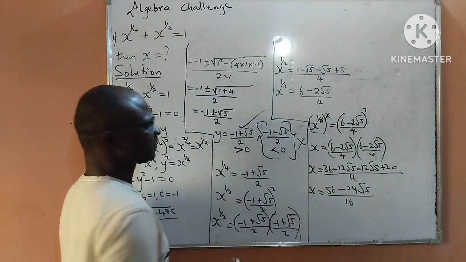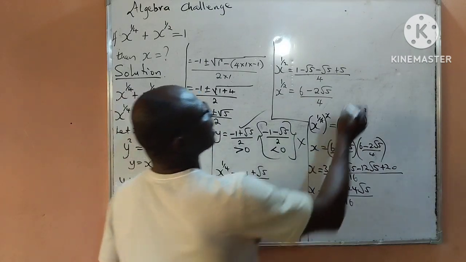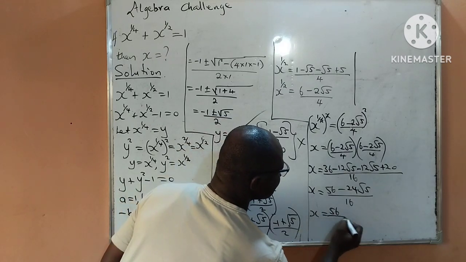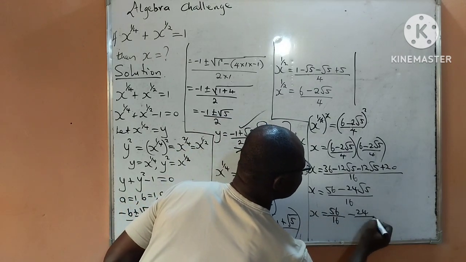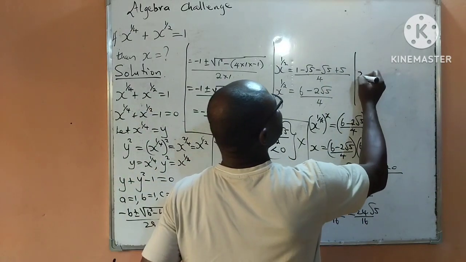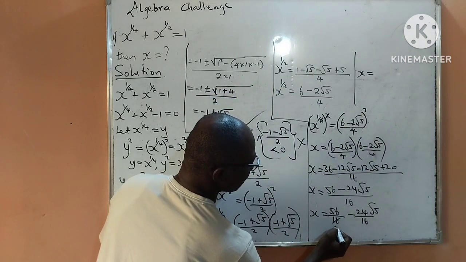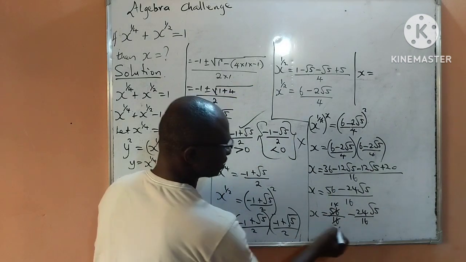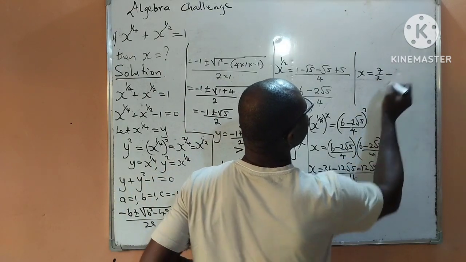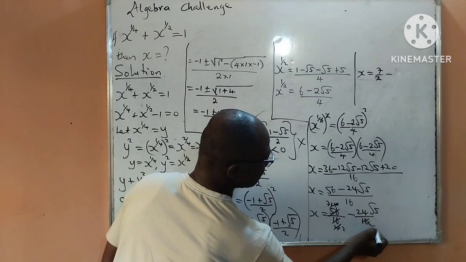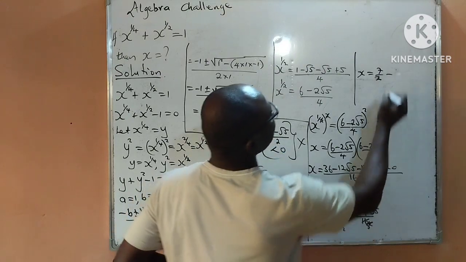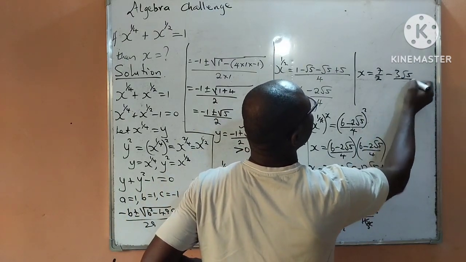We can split it. And that means x will now be equal to 56 over 16 minus 24 over 16 root 5. What is now the value of x? 4 into 56 is 14, 4 into 16 is 4, then 2 into 14 is 7, 2 into 4 is 2. So I will now have 7 over 2 minus 4 into 24 is 6, 4 into 16 is 4, 2 into 6 is 3, 2 into 4 is 2, leaving me with 3 root 5 all over 2.